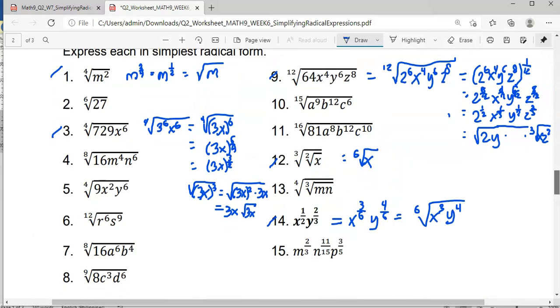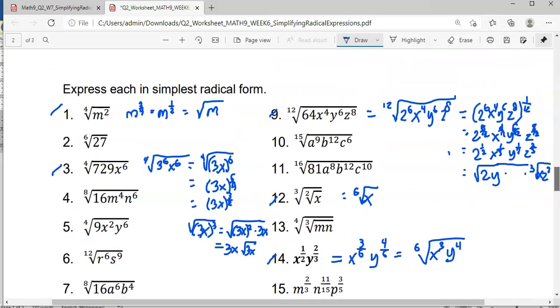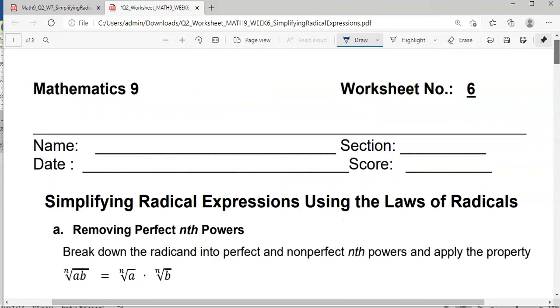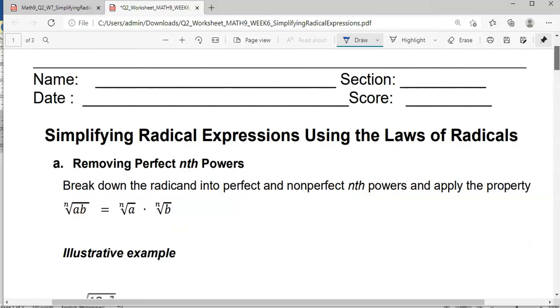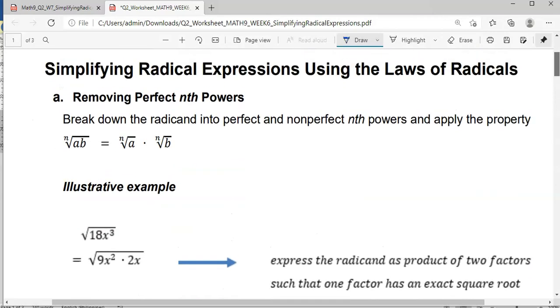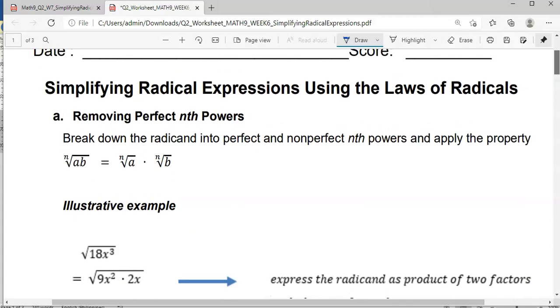Okay, I hope naintindihan natin yung mga binigay kong examples. So, dito natapos yung lesson natin on simplifying radical expression using the laws of radicals. So, dalawa na ang nadidiscuss natin. Yung pangatlong didiscuss natin, didiscuss ko sa inyo sa online class.